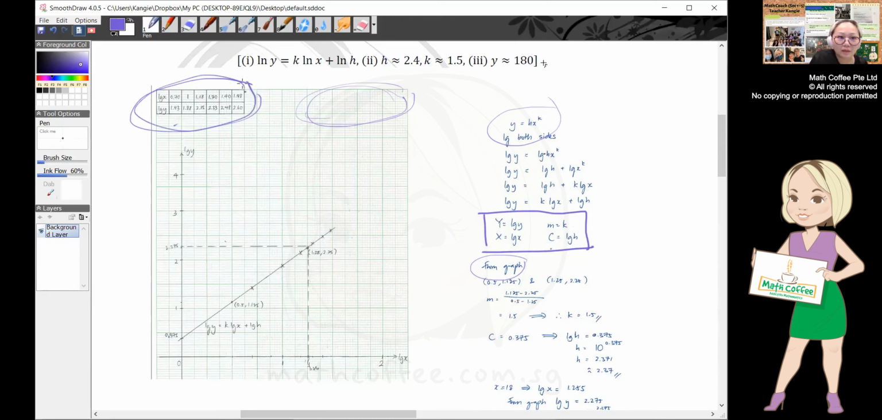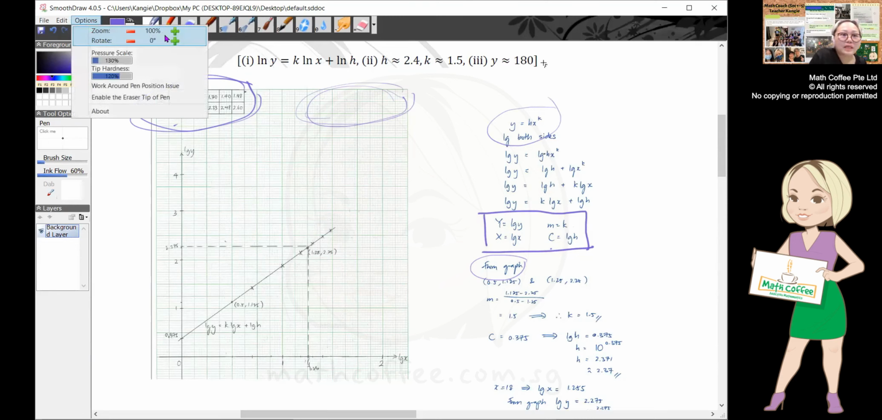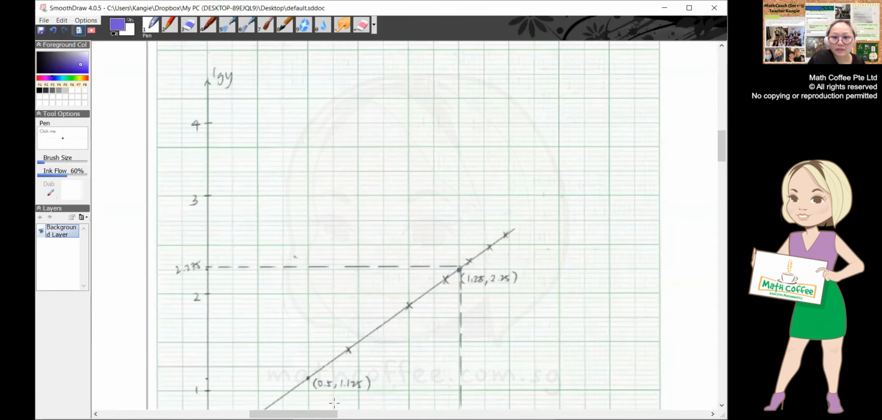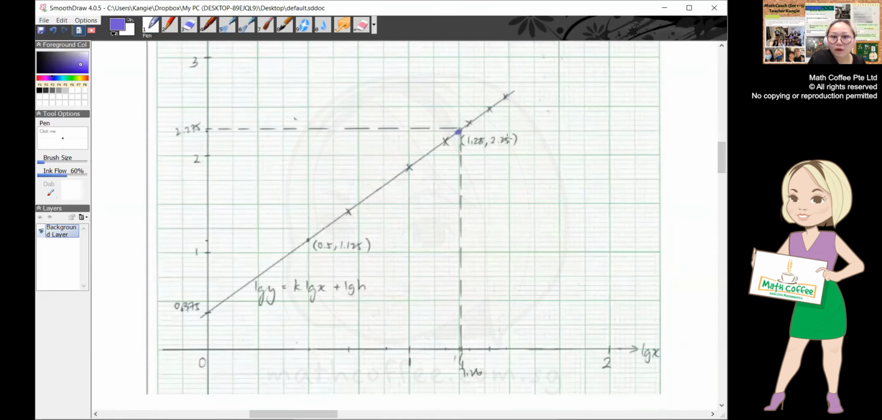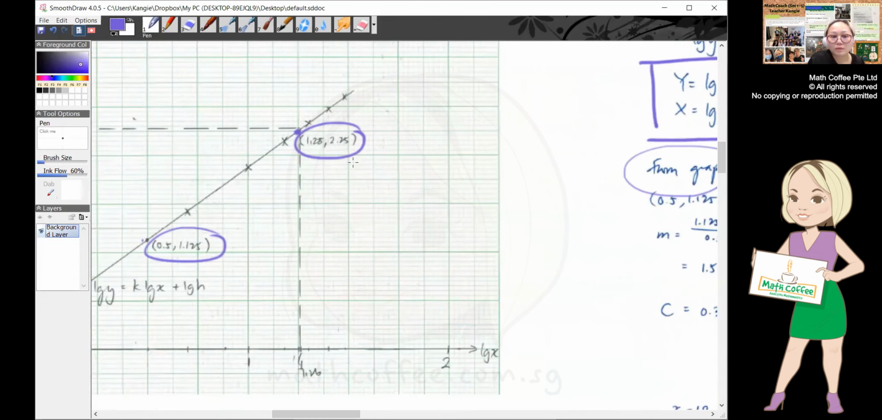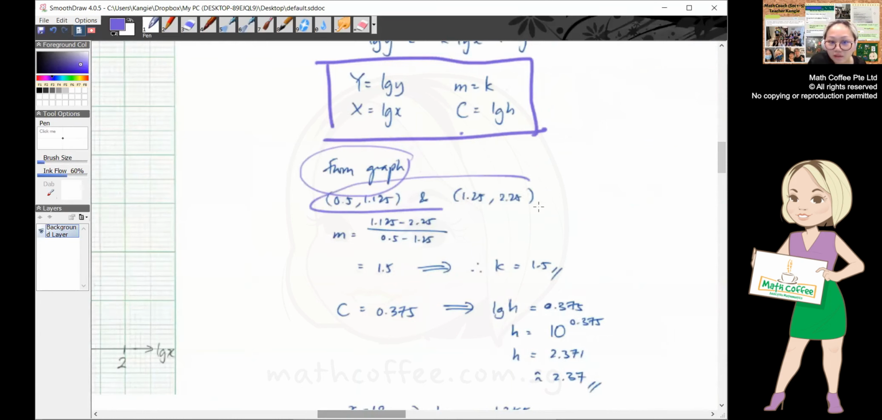Okay, so I draw the table. And then after that, I draw the line. So I'm not going to talk about that. Then after that, again, from graph, you can see that I actually take 2 points. So I take 2 points, one, write down there, another point, I write down there. Then after that, I am very kiasu, so I always write out the points here.